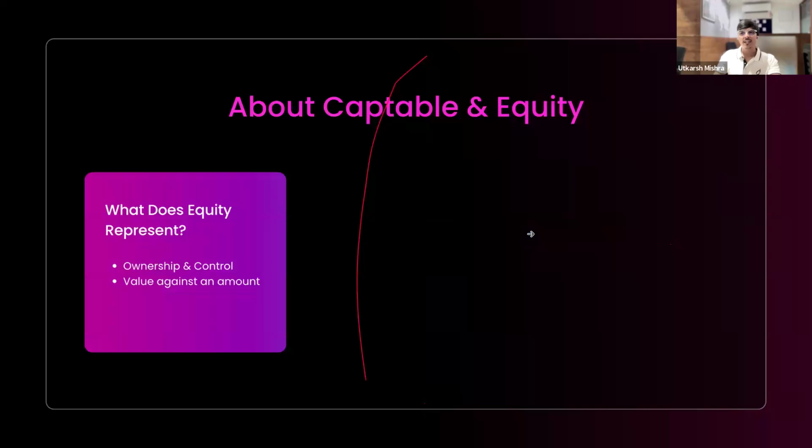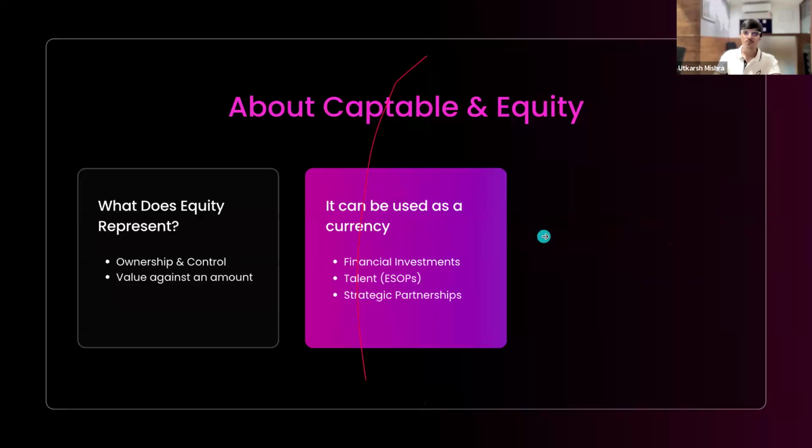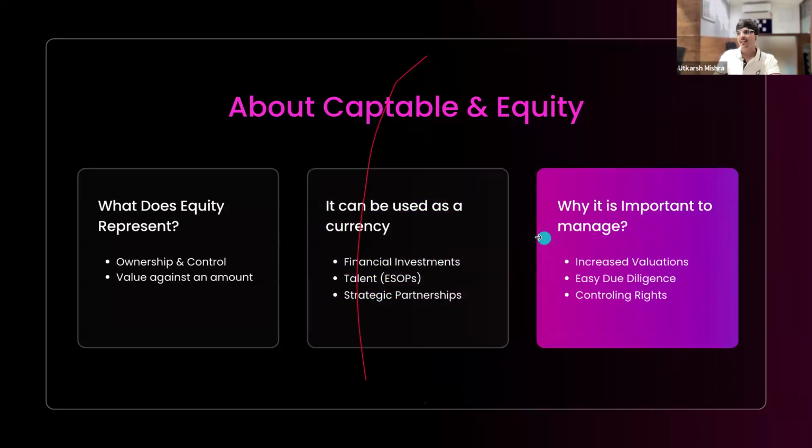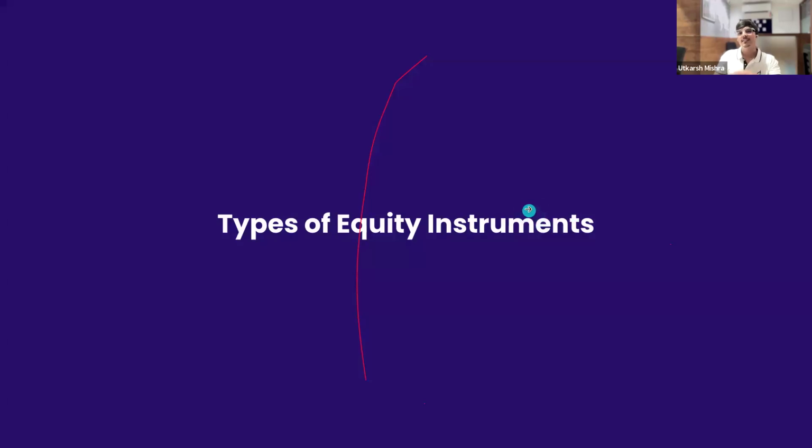About cap table and equity: equity represents the ownership of the company. It is used as a currency to attract talent and financial investments. Then why is it important? To increase the valuation and for easy due diligence. These are the things that you should keep in mind.